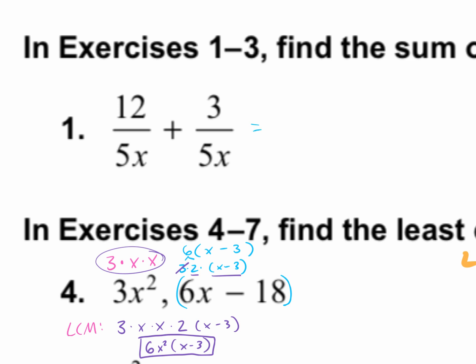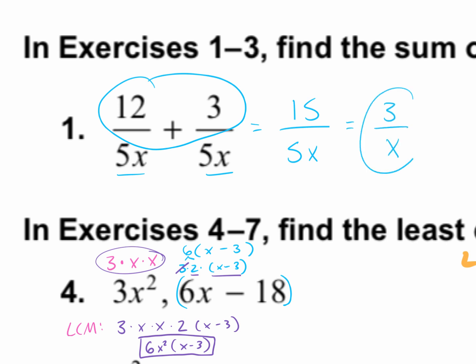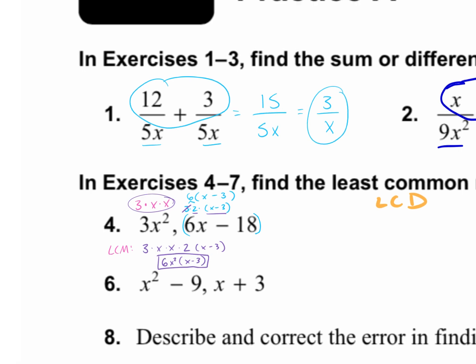So when we have a common denominator, we just add our numerators together. So 12 plus 3 would be 15 over 5x. Can I simplify this at all? How? So I can divide the top and the bottom by 3, so it'd be 3 over x. Perfect. So if you can simplify, make sure you simplify. But if not, you would just leave your answer how it is.